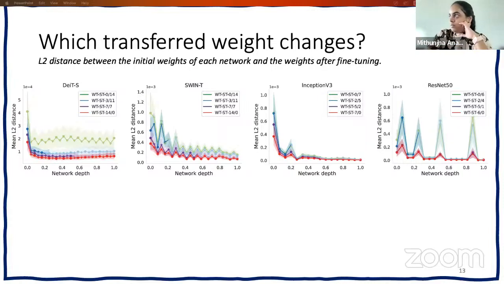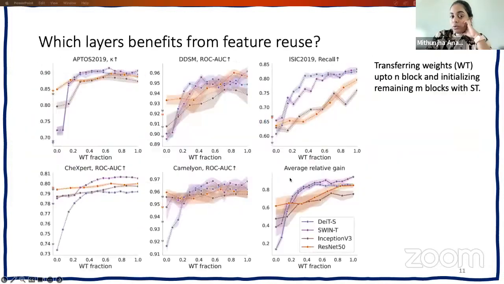In the last layer, for the DEIT model, it does not matter. But for the CNNs, the weight transfer is consistently helping. For the DEIT model, it's helping up to some fraction, but then it's a flat region. DEIT is a transformer based model.